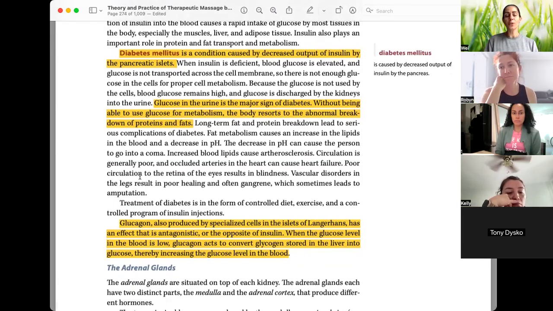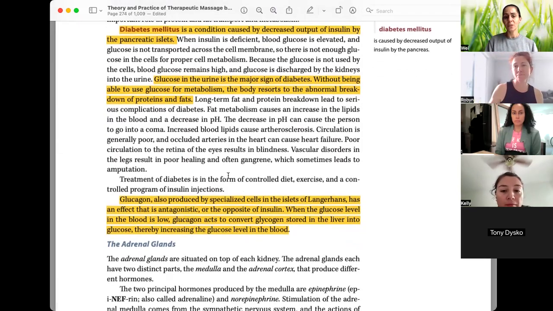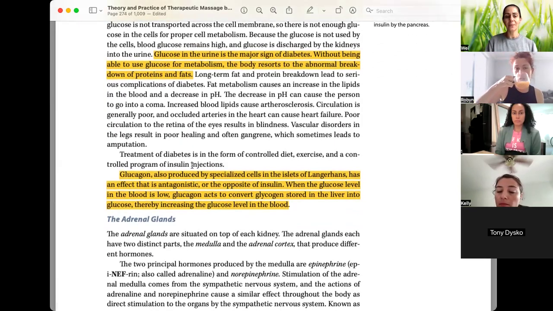Okay, then you have poor circulation to the retina, then they have problems seeing, they get blindness. So vascular disease happens, the legs have poor circulation and get gangrene, all that stuff that I said. I hope you find that useful, okay?